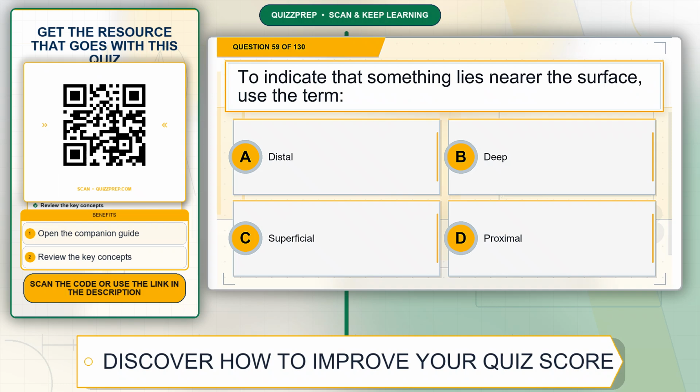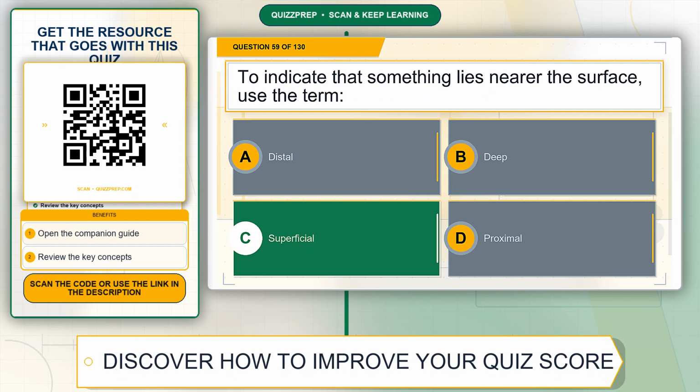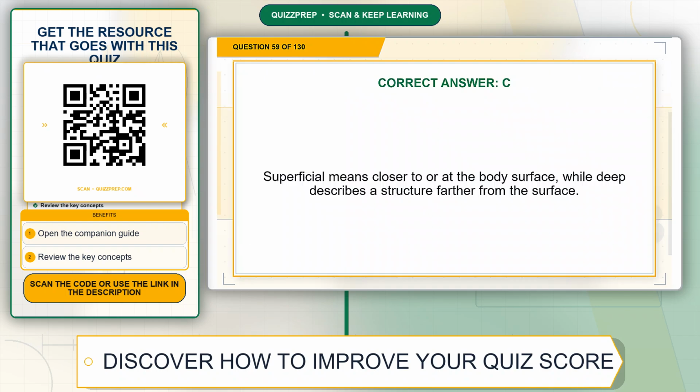the course. Question 59. To indicate that something lies nearer the surface, use the term: Option A, distal. Option B, deep. Option C, superficial. Option D, proximal. The correct answer is option C, superficial. Explanation. Superficial means closer to or at the body surface, while deep describes a structure farther from the surface.